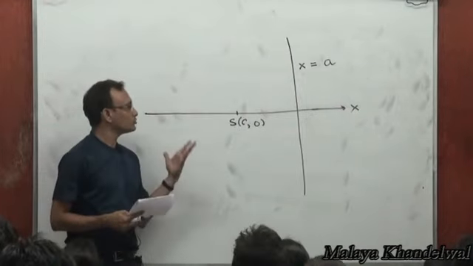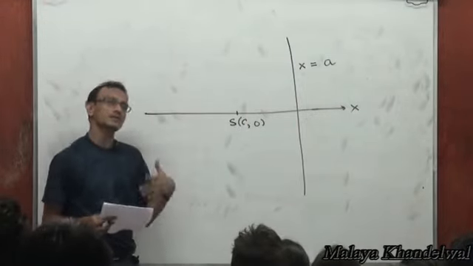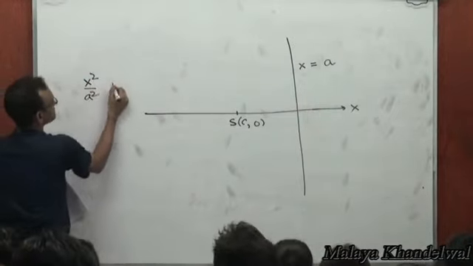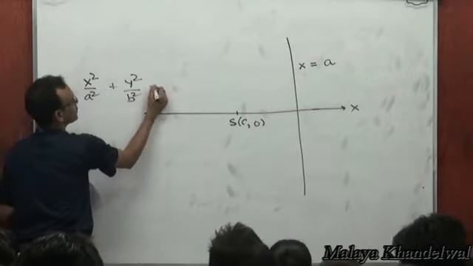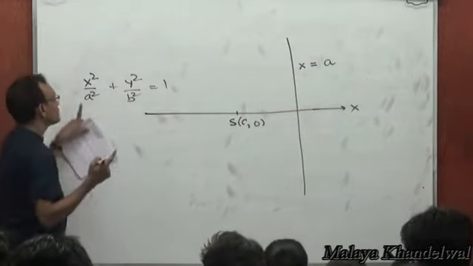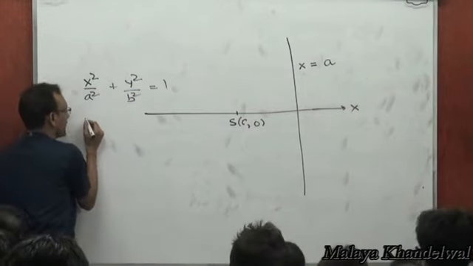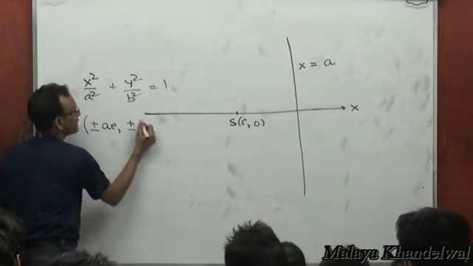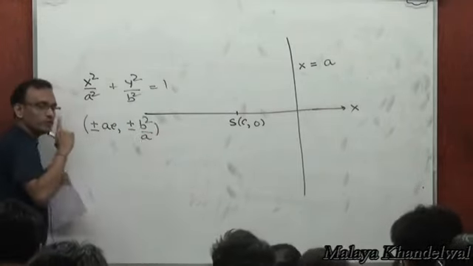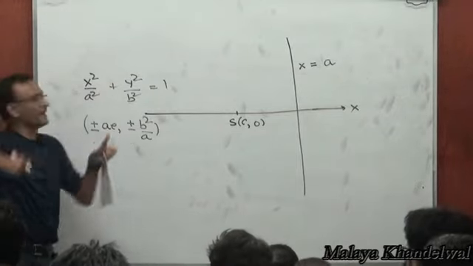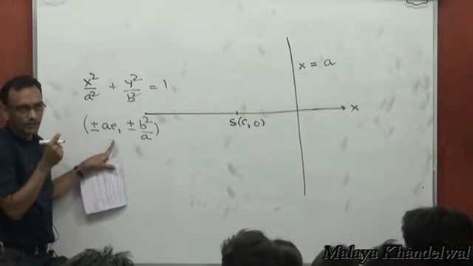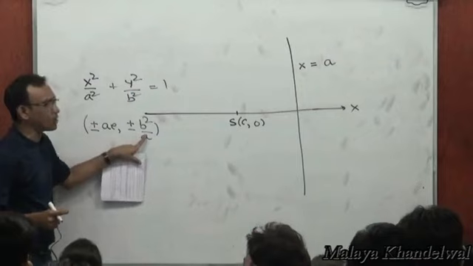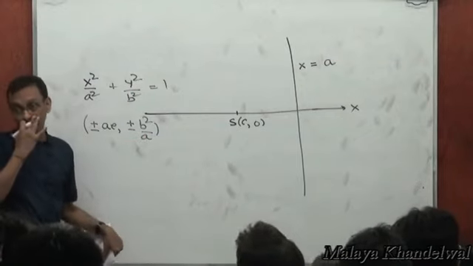In fact, I don't even need to write it in this form. I can just write it in the regular form, which is x squared by a squared plus y squared by b squared equal to 1, the regular ellipse. The ends of the latus rectum would be plus minus ae comma plus minus b squared by a. There would be 4 ends, right? 2 latus recta, 4 ends, all combinations permissible: ae comma plus this, ae comma minus this, minus ae comma plus this, minus ae comma minus b squared by a. These would give me the 4 points, right?